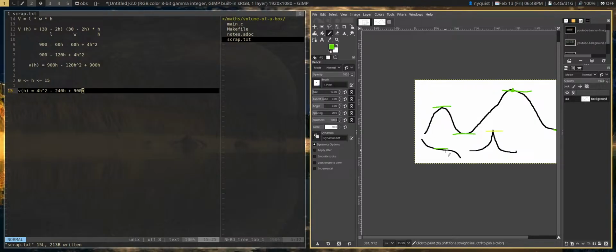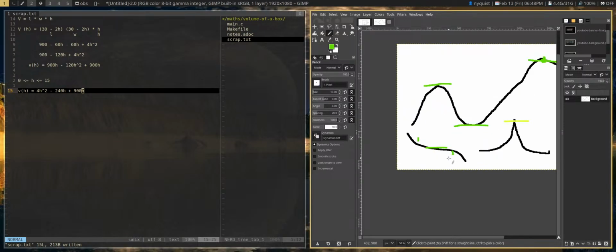I mean, it can't be a local maximum or minimum, because this point is higher and this point over here is higher. So it can't be a local maximum or minimum. This is just a critical number, because it's an inflection point.